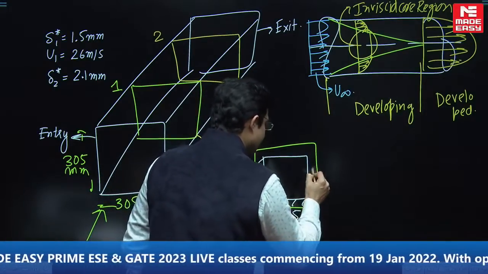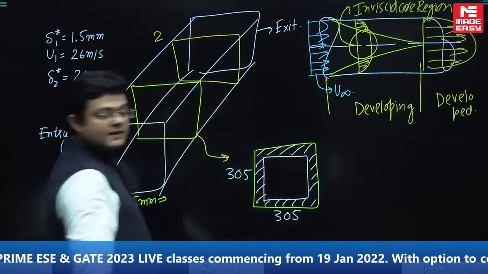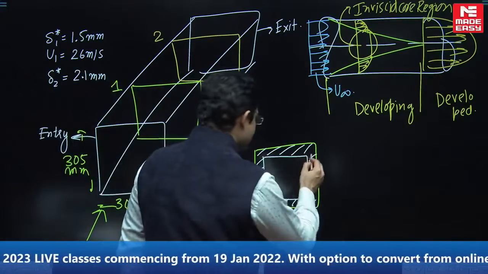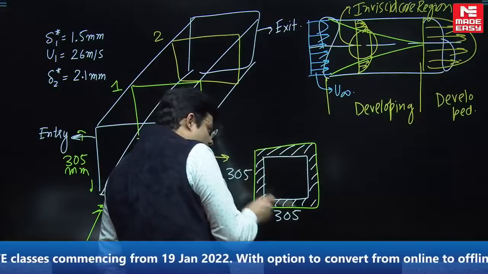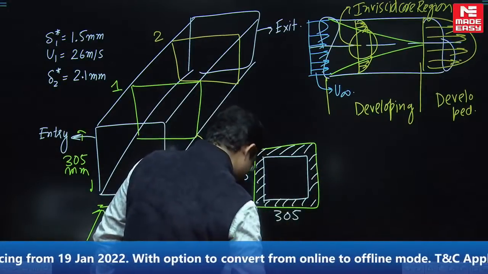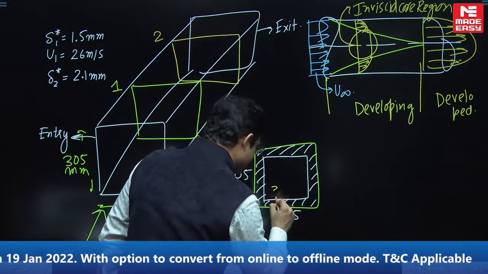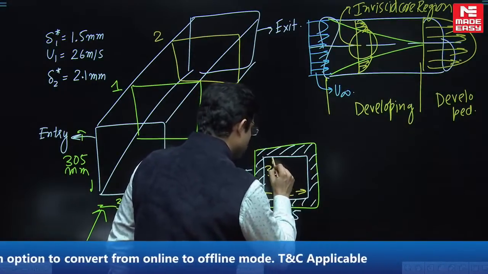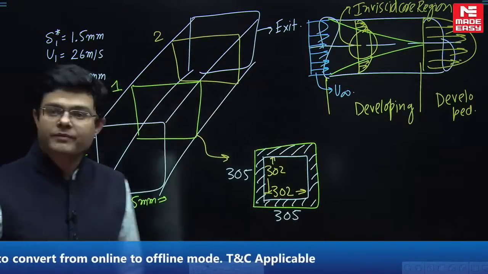So this is 305 cross 305, but you are shifting the walls such that this much mass flow rate is blocked. Come on guys, this is not for immature students. This is a very serious problem. So delta star from each wall, from 1.5, 1.5. So the side is getting reduced to 302 mm cross 302 mm. Are you guys getting my point?